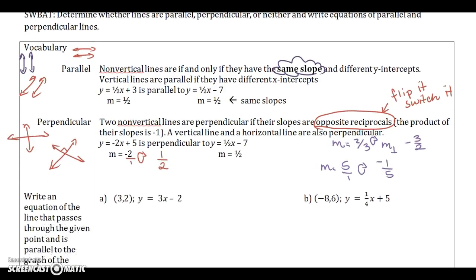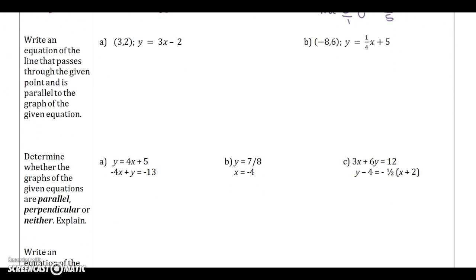All right, let's talk a little bit more about parallel. Write an equation of the line that passes through the given point and is parallel to the graph of the given equation. So here's my given equation. And what's the slope of this line? I have y equals 3x minus 2. I'm going to tell you now, this -2 is something that is just there to distract you if you let it, because you don't need it at all. The only thing you need to know from this is that the slope of it is 3.